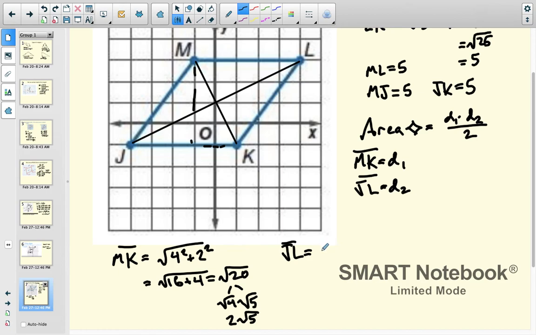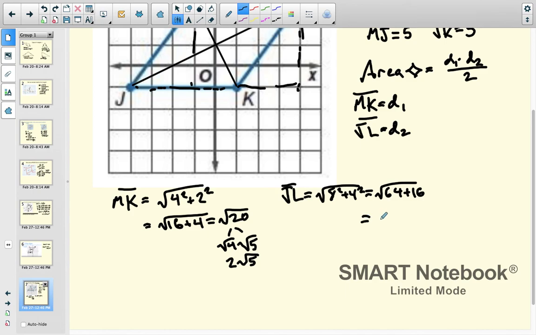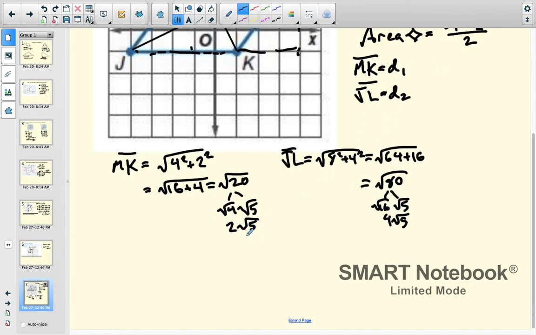All right, JL is my other diagonal that I need, okay? And that one is going to give me, well, I'm going to look here. This is a little bit tougher, but we're going to count over 1, 2, 3, 4, 5, 6, 7, 8, right? And then we're going to go up 1, 2, 3, 4. So that's going to be the square root of 8 squared plus 4 squared, which is square root of 64 plus 16, which gives me square root of 80. Square root of 80 can be simplified. Square root of 16 times square root of 5 is 4 square root of 5.